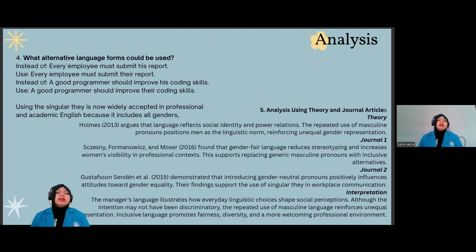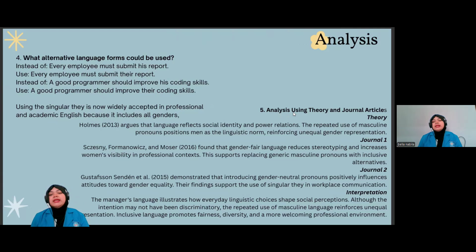Number four, what alternative language form could be used? Instead of "every employee must submit his report," they can use "every employee must submit their report." Instead of "a good programmer should improve his coding skills," they can use "a good programmer should improve their coding skills." Using the singular they is now widely accepted in professional and academic English because it includes all genders.